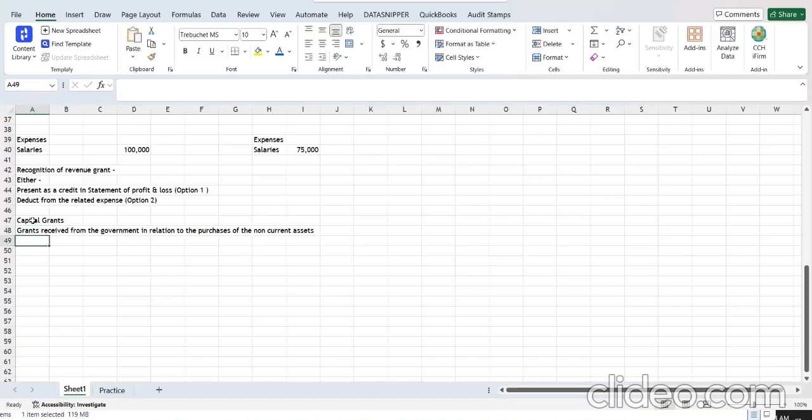So non-current assets like PP&E, or maybe intangible assets, right? So any expenditure that you're incurring to purchase or acquire a non-current asset that would not be utilized in one accounting period, but would be utilized over multiple accounting periods, over a number of years. So any grant that is received to meet the condition of purchasing a non-current asset is your capital grant.